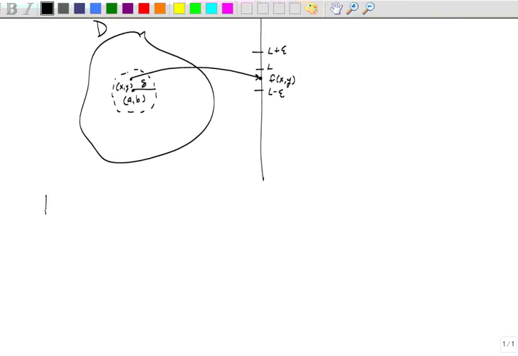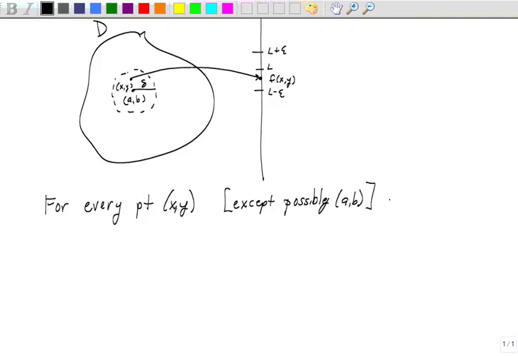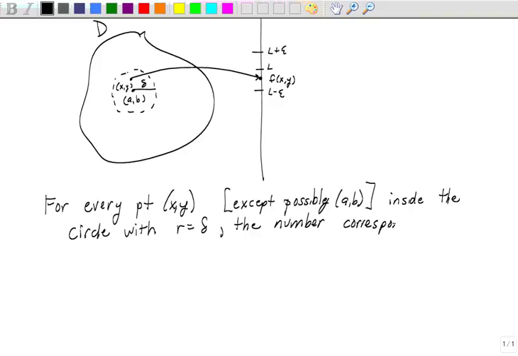And in other words, for every point (x, y), except possibly the center, it doesn't have to be defined at the center, inside the circle with radius delta, the number corresponding to f(x, y) is in the interval (L minus epsilon, L plus epsilon).